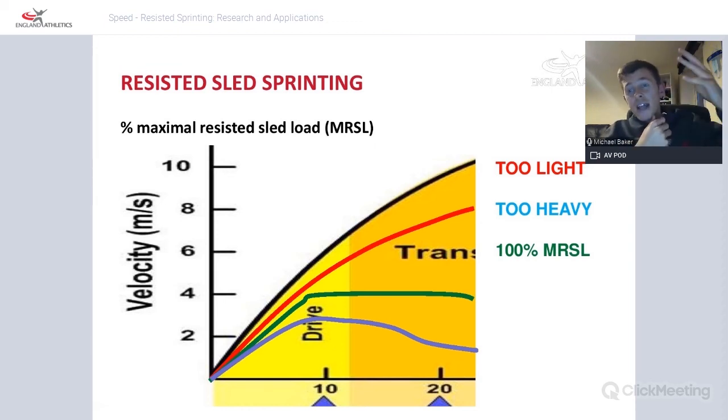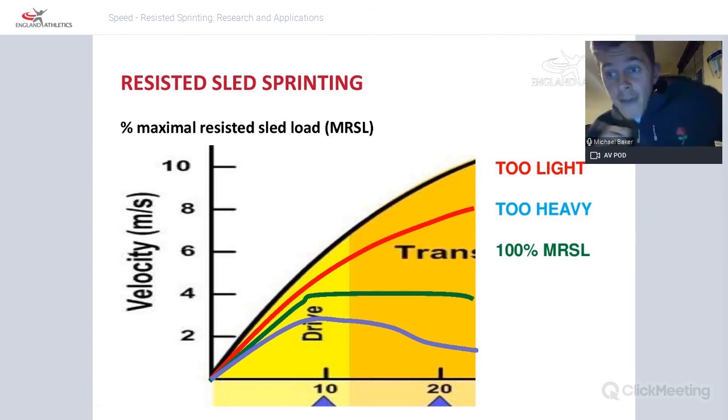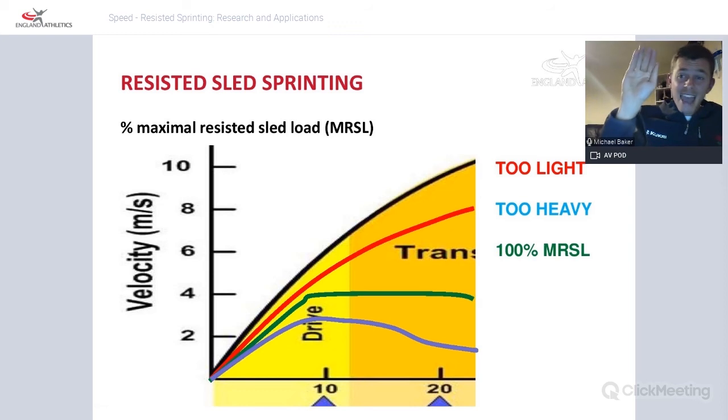I said you have too light a weight and you'll continue to accelerate. You have too heavy a weight and you might get to 15 and then totally fall off a cliff. Or you have that right weight and you can get to 10, you can get to 15, and you can just about hold on for 20. That is your 100% MRSL.